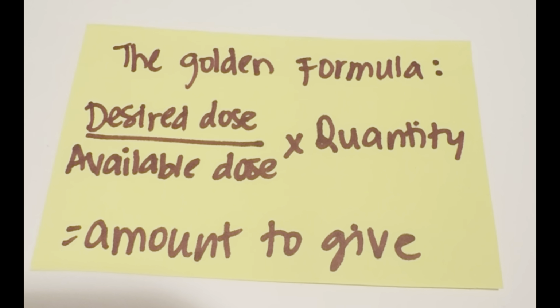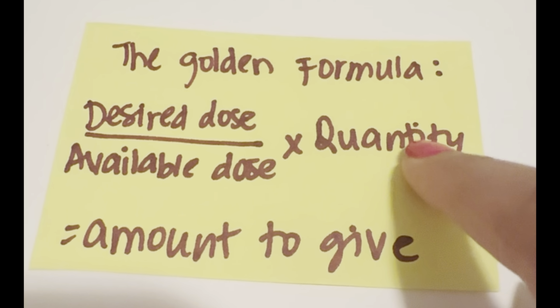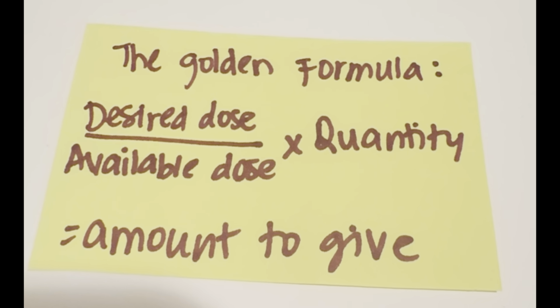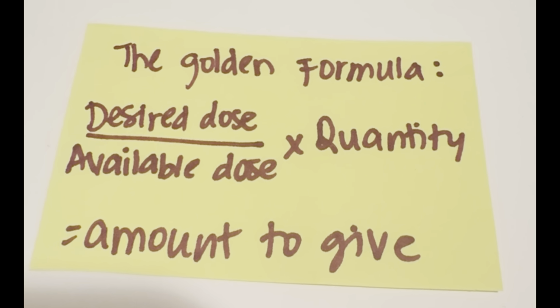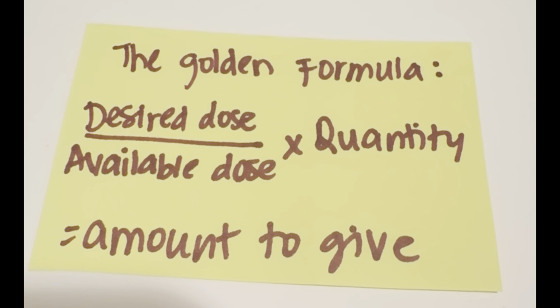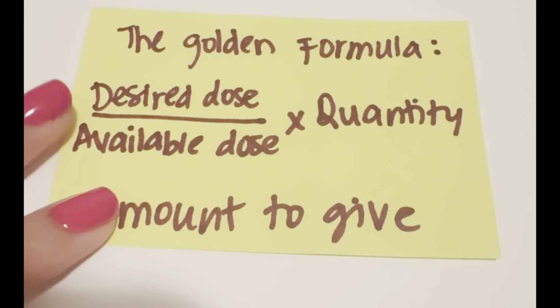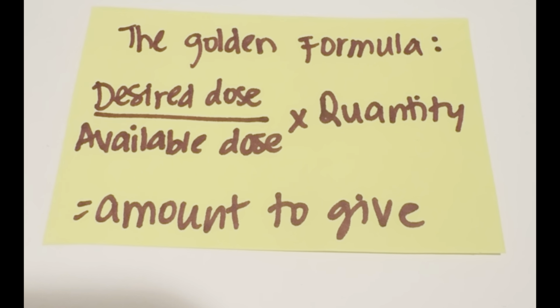Desired dose is the amount the provider orders, so that's the dose that the provider wants you to give to the patient. Available dose is the amount supplied by the pharmacy, so whatever the pharmacy supplies, that's the available dose. Quantity is the form of the medication, which comes as either a tablet, or if it's liquid, it will be your mLs. And the amount to give is your final answer, which is the amount you're going to be giving to your patient.